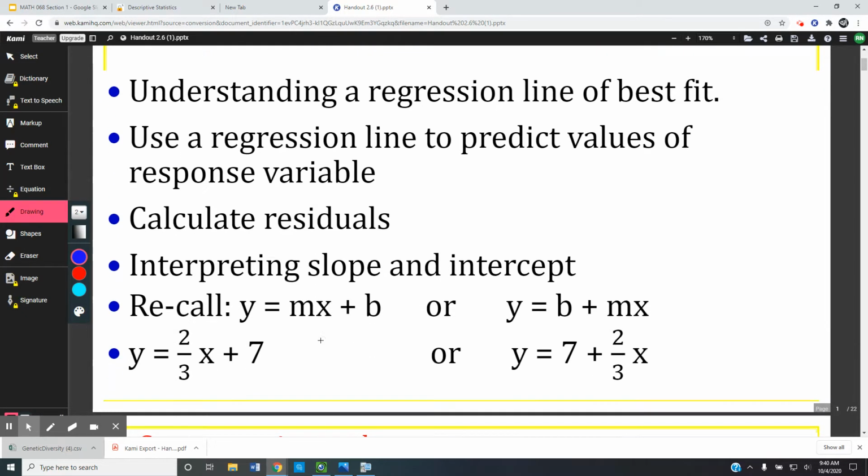So we want to use a regression line to predict the values of the response variable. That's really the goal of creating a regression equation. We want to calculate residuals, residual meaning leftover. We want to interpret slope and intercept.